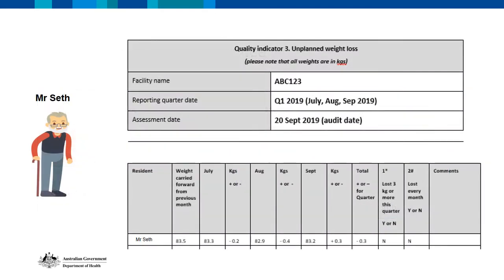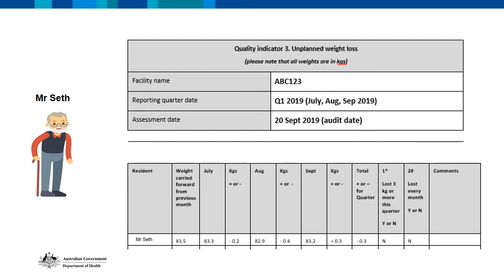Meet Mr. Seth. Mr. Seth's weight at the final weigh of last quarter was 83.5 kilograms. His weight at the first weigh for this quarter was 83.3 kilograms, a weight loss of 0.2 kilograms. In the second weigh for this quarter, he recorded 82.9 kilograms, a loss of 0.4 kilograms. For the final weigh of the quarter, his weight was 83.2 kilograms, a gain of 0.3 kilograms. Overall, Mr. Seth had a total weight loss of 0.3 kilograms for the quarter.